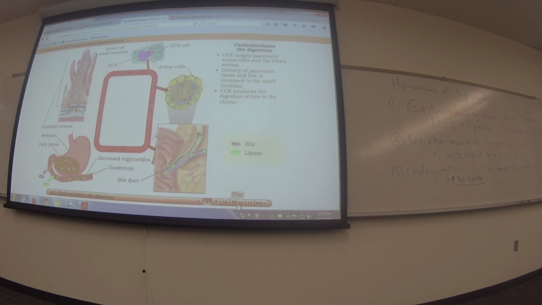We're going to try correlating these. Okay, so those are hormones. These are going to be nerves and things. And these are sometimes called phases. So you'll hear different books call them things. So number one, the first reflex or phase is called your cephalic phase or cephalic reflex.